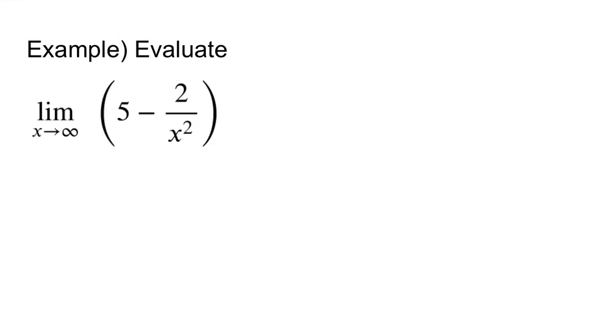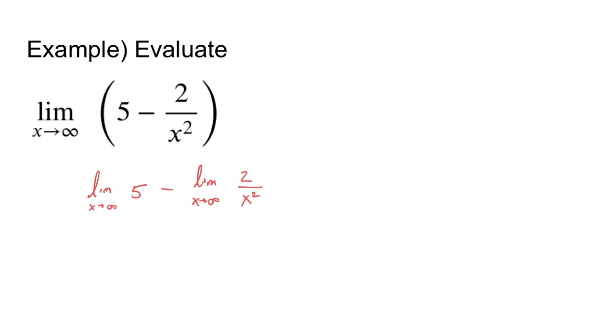Let's take a look at an example. The limit as x approaches infinity of 5 minus 2 over x squared. Well, let me remind you a little bit about how we can handle a limit. Remember, we can take this limit and we can split it up. So we can look at the limit as x approaches infinity of 5 minus the limit as x approaches infinity of 2 over x squared.